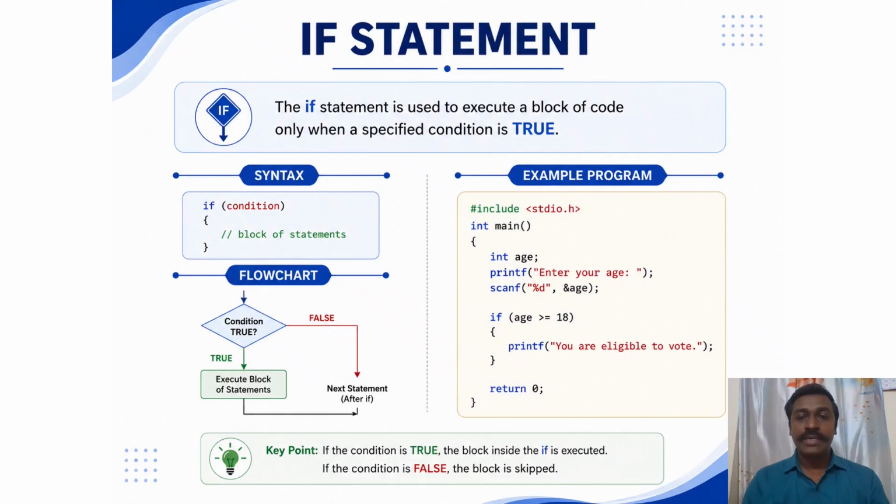For example, if you want to find out whether a student is eligible to vote or not, the program is given here. You just say if age greater than or equal to 18, then printf "you are eligible to vote". If the condition is true, the block inside the if is executed, otherwise the block is skipped.